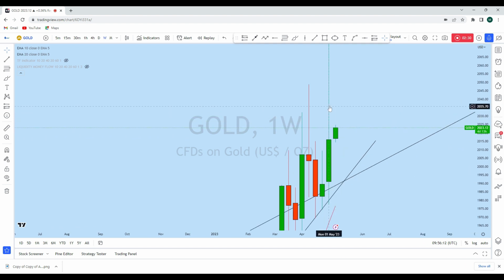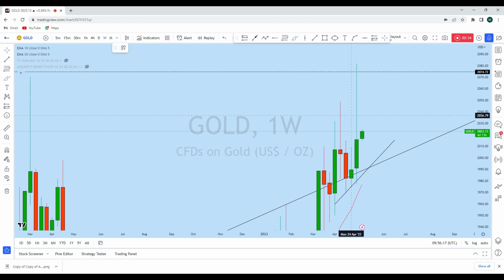As we see there is a long wick in that candle, highly likely that gold will go ahead and fill at least some part of this long wick, or we could even see a break and the creation of a new higher high. From the weekly perspective, we see potential bullish momentum.